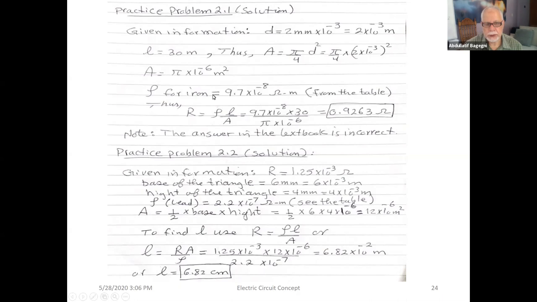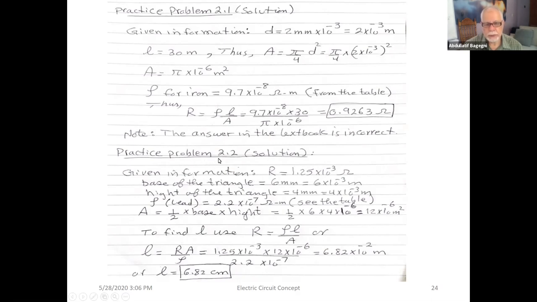Again, rho is from the table. It's 9.7 times 10 to the minus 8. Now, if we plug into the formula, rho L over A, rho is 9.7 times 10 to the minus 8, multiplied by 30, divided by pi times 10 to the minus 6, which is the cross-section area we determined earlier. Now, the answer I got is different from the book. I repeated this many times, so I believe this is the correct answer. It's 0.9263 ohms.